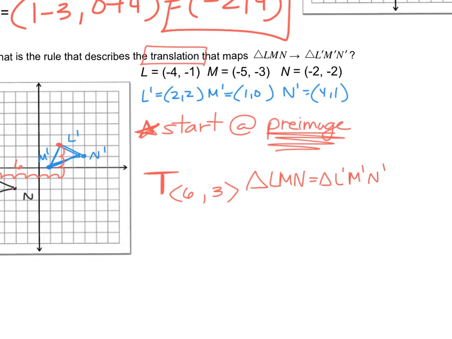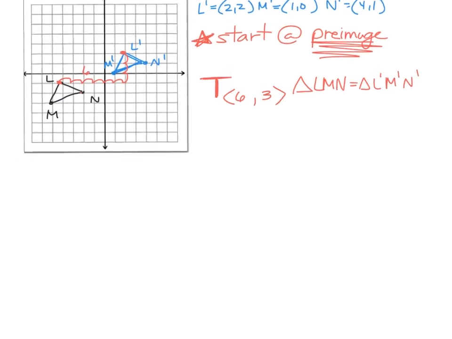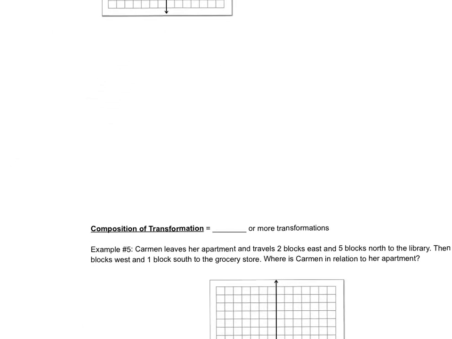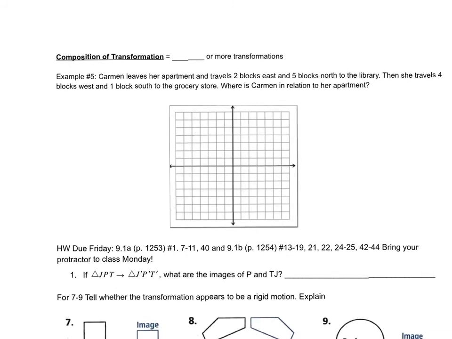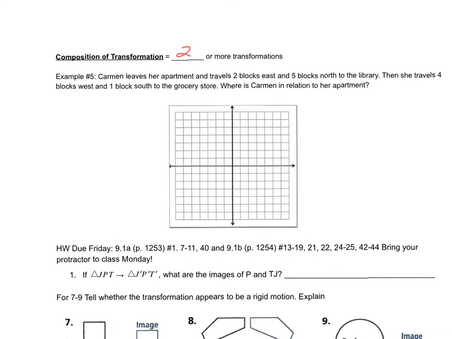Okay, last little thing here is what's called a composition of transformations. And this is just when you have 2 or more transformations happening at the same time. So there's a problem here. It says Carmen leaves her apartment and travels 2 blocks east and 5 blocks north to the library. Then she travels 4 blocks west and 1 block south to the grocery store. Where is she in relation to her apartment?